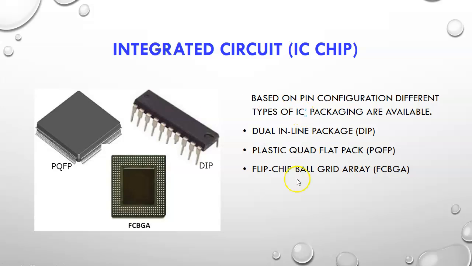One is dual inline package, and another one is plastic quad flat package. Another one is flip chip ball grid array package. This one is plastic package. This one is flip chip ball grid array package. This one is dual inline package. That is, pins are arranged in a double line evenly, so it is called a dual inline package.